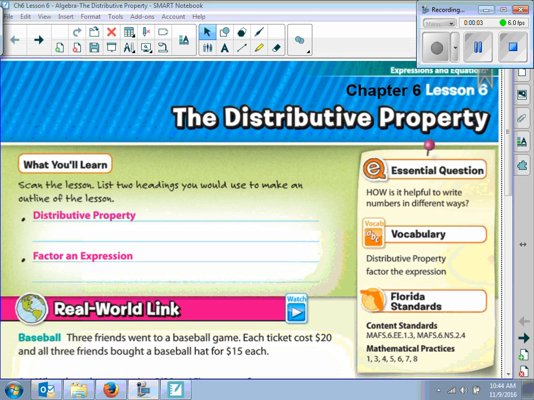Okay, so Chapter 6, Lesson 6 is the distributive property. I think you're going to enjoy this one. So list two headings you would use to make an outline of the lesson. We're going to learn what the distributive property is and how to use it, and we are going to learn how to factor an expression.